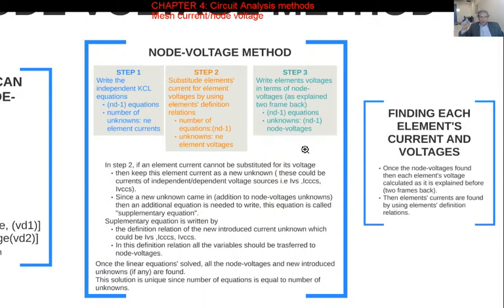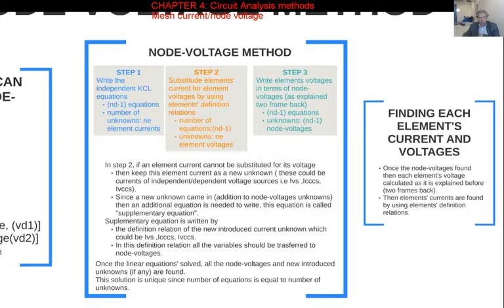Now in step 2, there are some cases that we've got to pay attention to. In step 2, if an element current cannot be substituted for its voltage, then keep this element current as a new unknown. This could be the currents of independent voltage sources, that is IVS, independent voltage source current. This is current controlled current source current. And this is voltage controlled current source current.